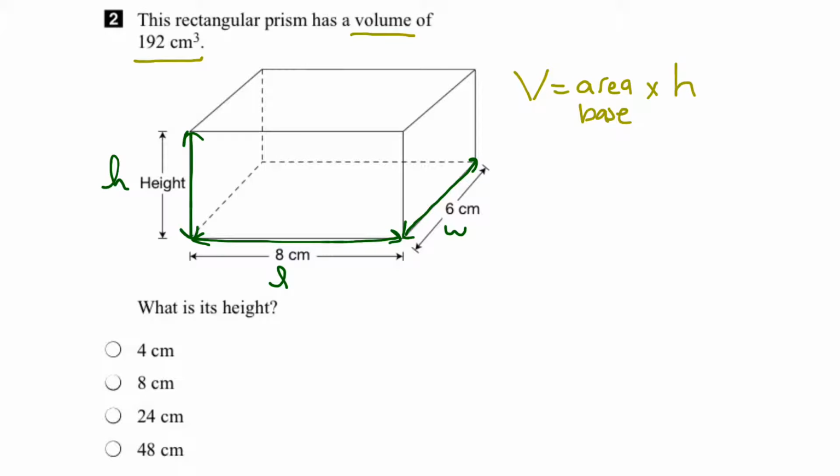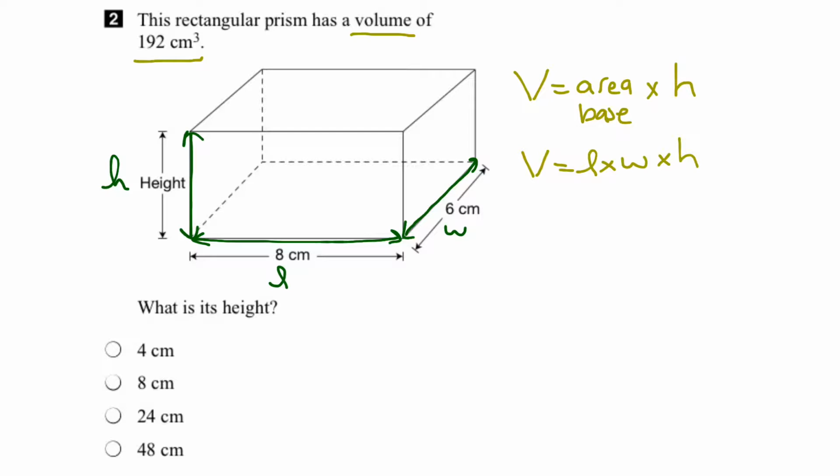So let's look at the base of the prism. And in our case, we can see it's going to be this space right here. And the area of the base would be given by its length times its width. So our volume formula becomes length times width for the area of the base times the extra dimension, which is height.